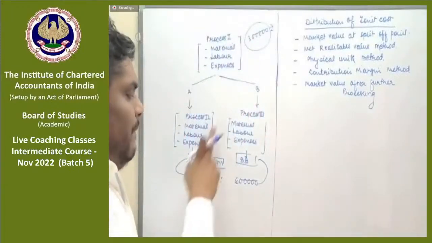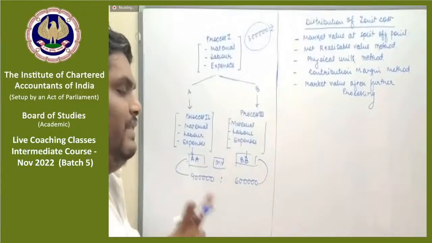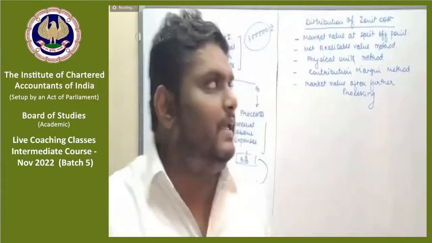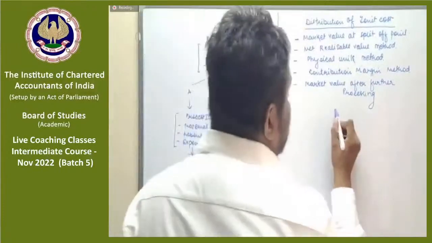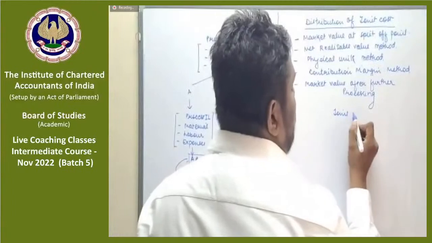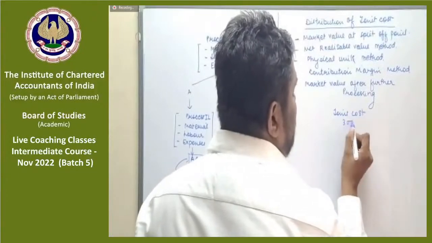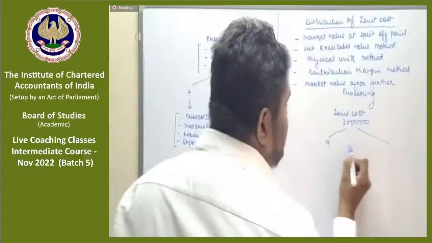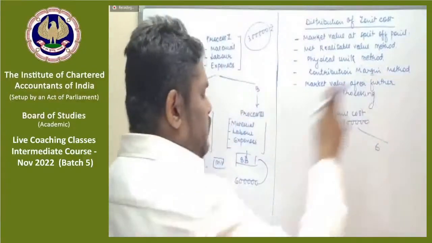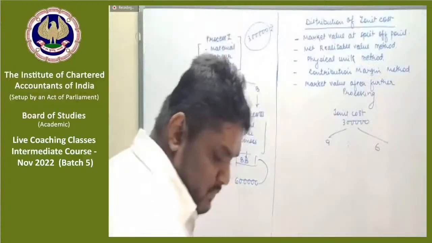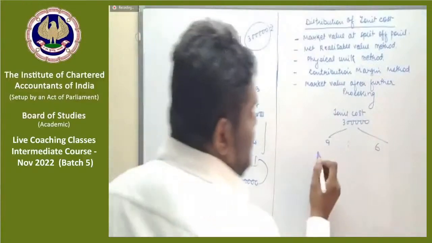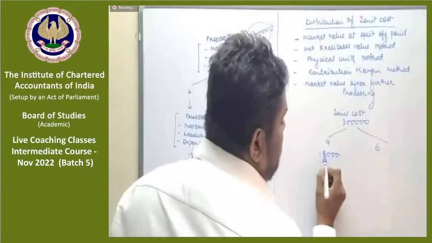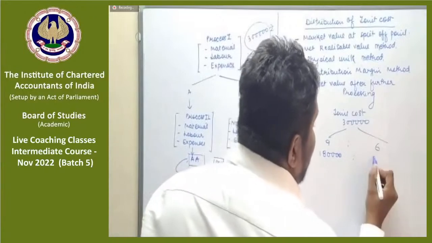But if in case market value is given in the question, that is 9 lakh and 6 lakh of the final product, that is after further processing, then this joint cost of 3 lakh will be distributed in the ratio of 9:6. That is the market value after further processing. This will be 1,80,000 and 1,20,000.